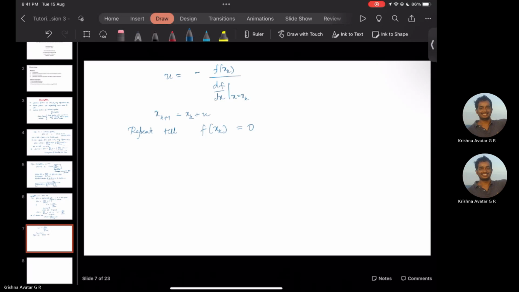So this was just about a single variate system, where we had just one variable in the function, or the equation was in terms of just one variable. Now what if we have a set of n number of variables?